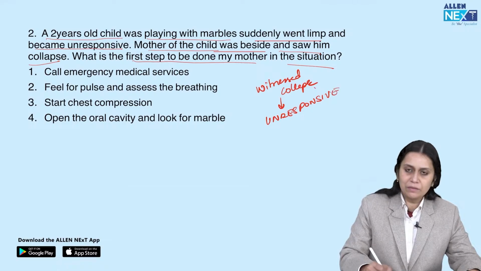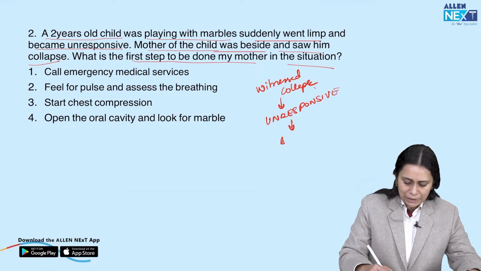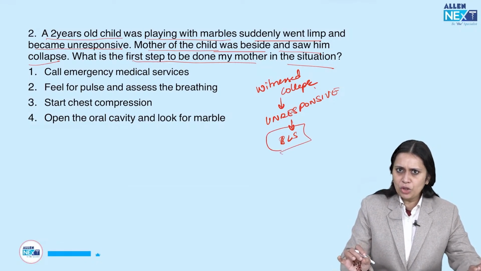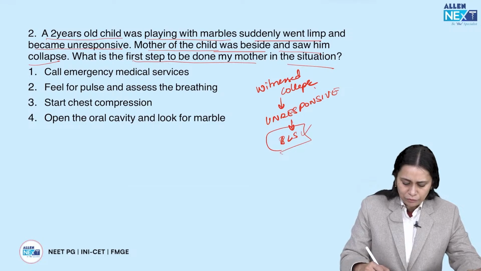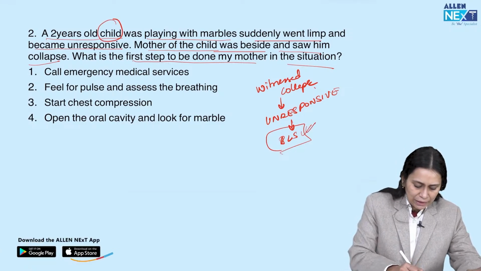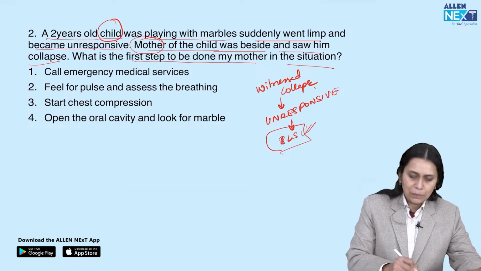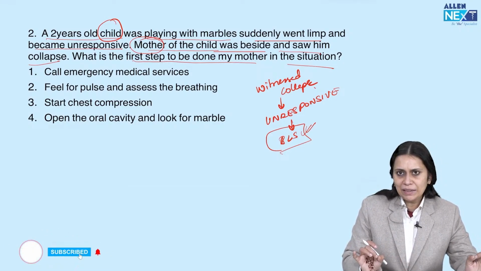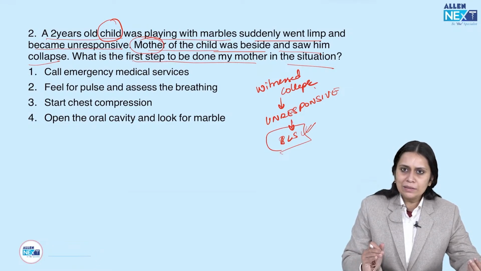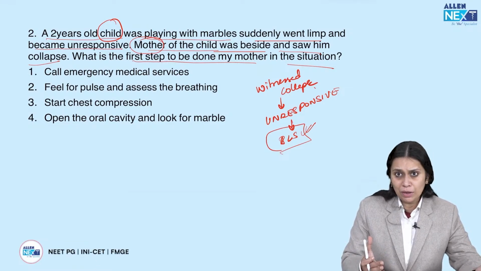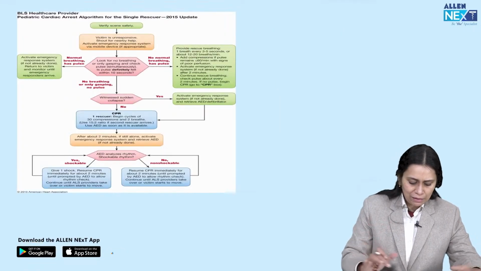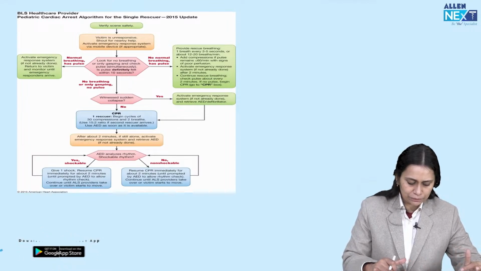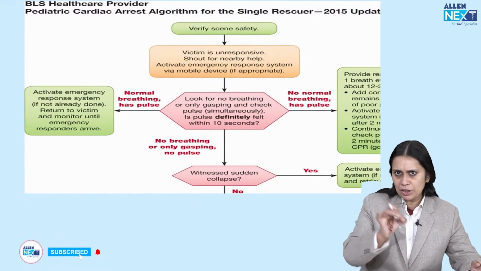In an unresponsive patient, we have to go for the BLS approach, the basic life support approach. So what flow chart of BLS will we follow in this? It's a child and we have one single person accompanying the child, that is the mother. So we will go for the basic life support chart for a single rescuer in a child. This is the pediatric cardiac arrest algorithm for a single rescuer. So let us put this question in this flow chart.